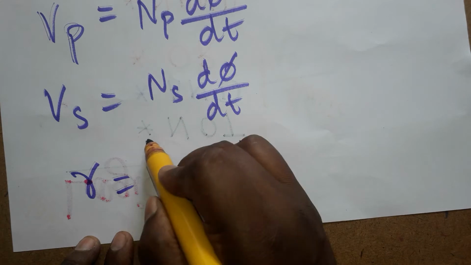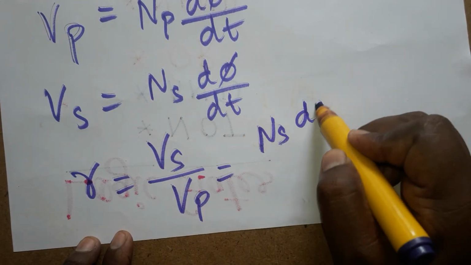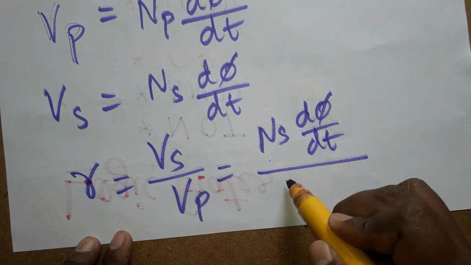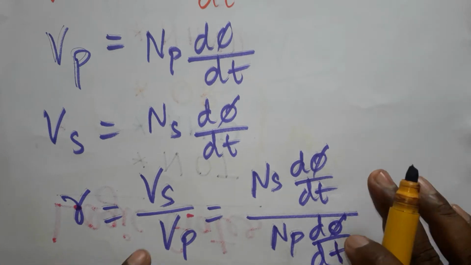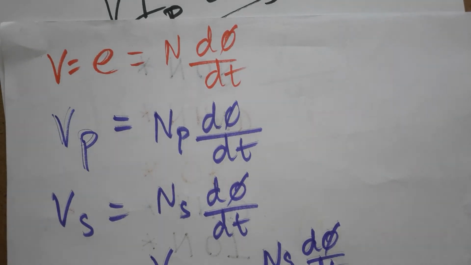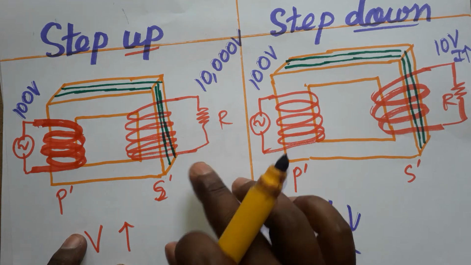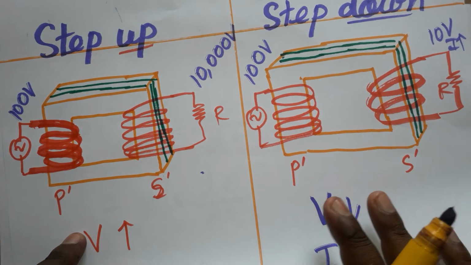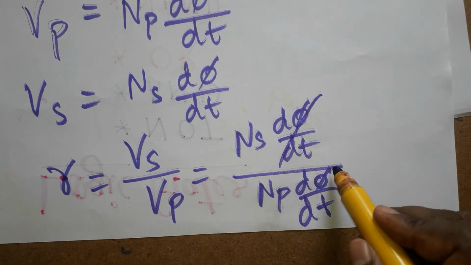So the ratio formula is equal to voltage in secondary divided by voltage in primary, which is equal to Ns dφ/dt divided by Np dφ/dt. Why am I not changing the flux? Because whatever flux is produced in the primary coil, the same flux is transferred to the secondary coil. That is the maximum flux we are going to convert. We are going to assume an ideal transformer, there is no energy loss. So this gets cancelled.